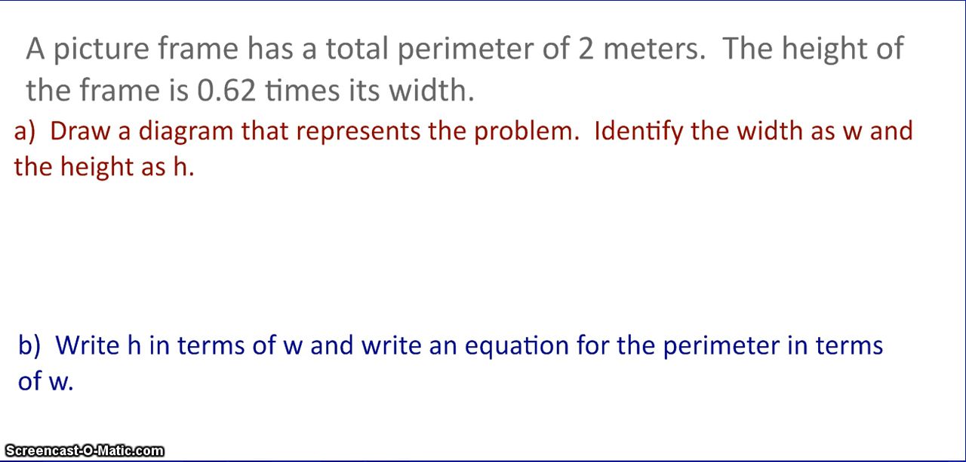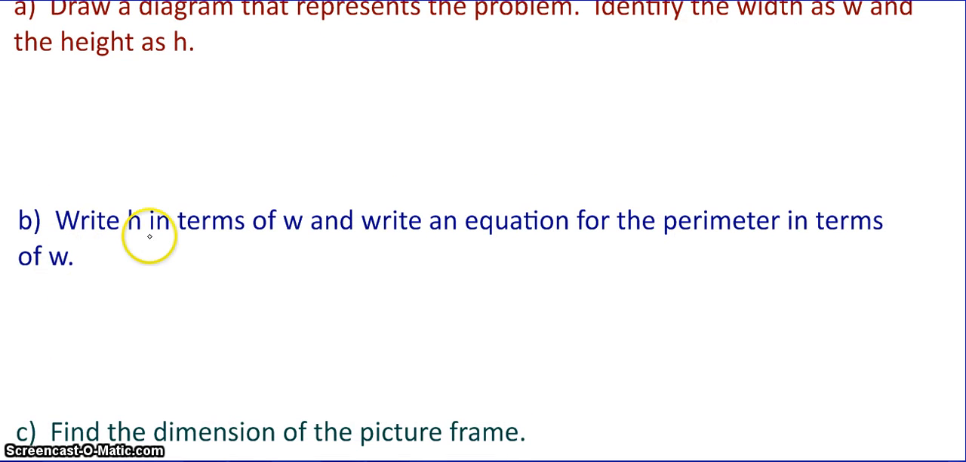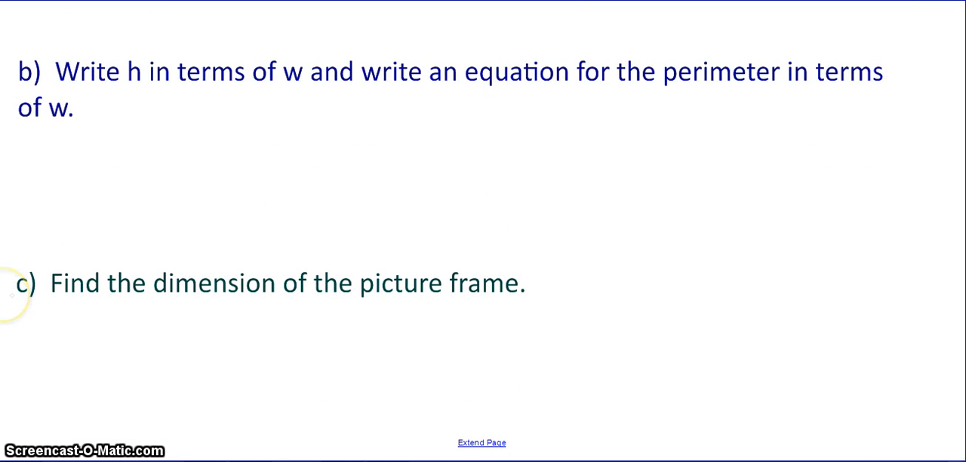Next one. So a picture frame has a total perimeter of 2 meters. The height of the frame is 0.62 times its width. Draw a diagram that represents the problem and identify the width as W and the height as H. Then for part B, write H in terms of W and write an equation for the perimeter in terms of W. And then for part C, find the dimension of the picture frame.